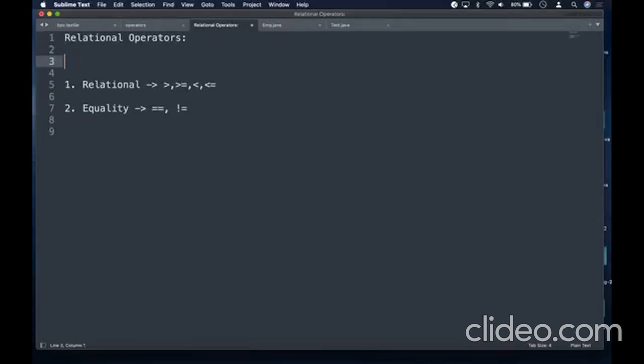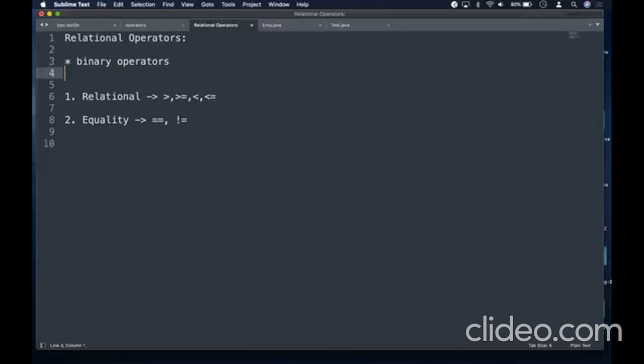One point here about relational operators is that these are also binary operators. That means you need to have two operands. When they apply on the operands, they will give you Boolean results. I will tell you an example. They will give you the Boolean result. For example, I am saying a greater than b.